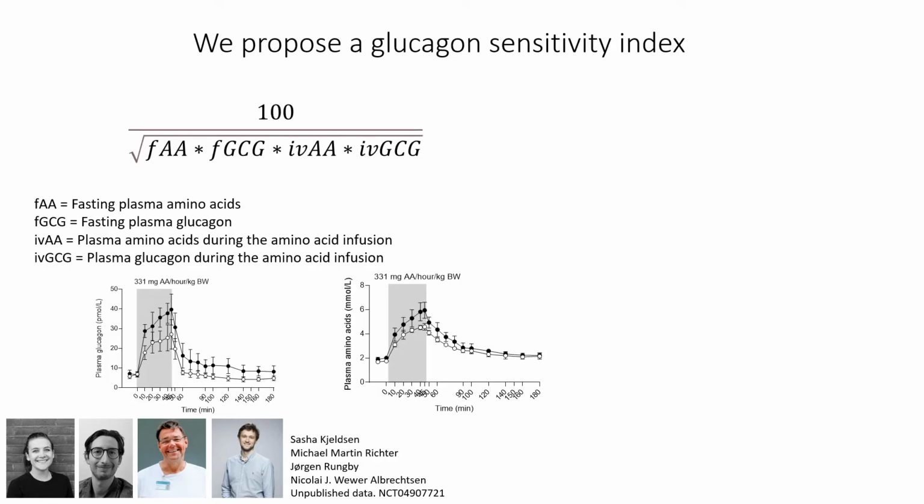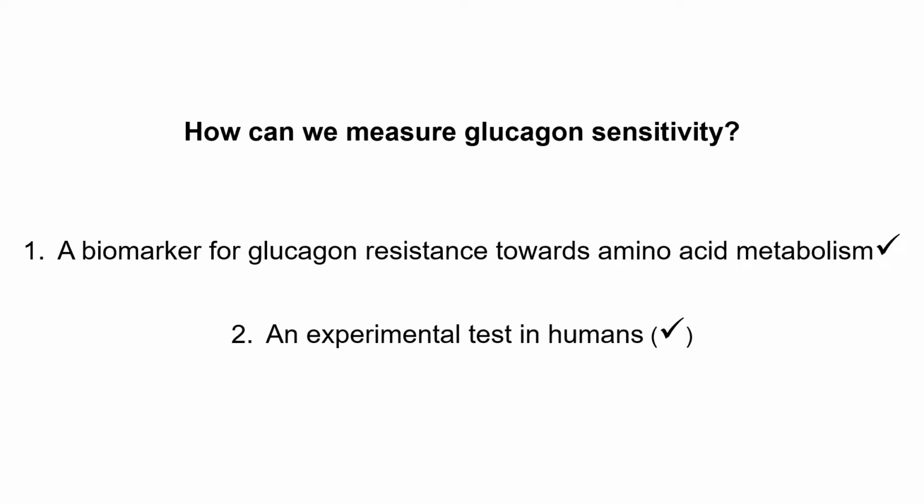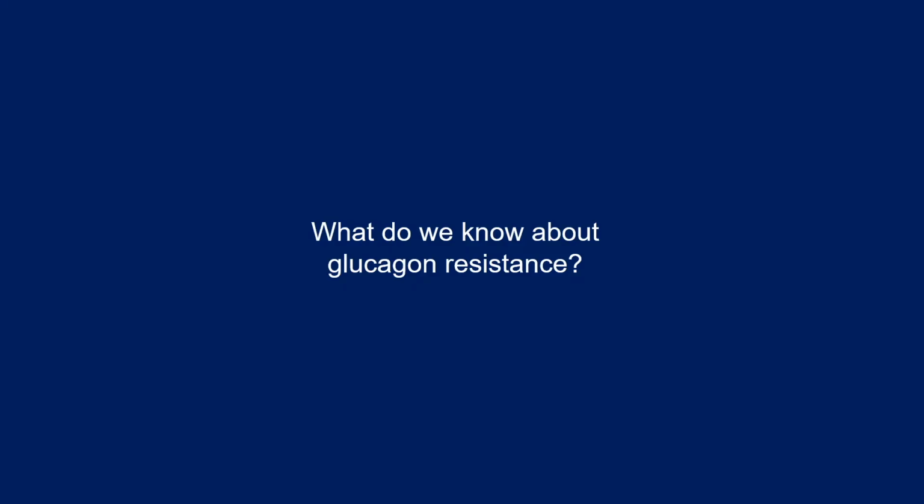For the second experimental day, where they receive an infusion with amino acids, we propose a glucagon sensitivity index. This is inspired by the Matsuda index for hepatic or for insulin resistance, and it uses fasting levels of amino acids and glucagon, as well as the plasma levels of amino acids and glucagon during the amino acid infusion. And even though this is very preliminary with only 3 individuals per group, we already see a very nice separation of the controls and the individuals with hepatic steatosis in this glucagon sensitivity index. So it's going to be very exciting to finish this study, and hopefully we will then have a test to measure glucagon sensitivity.